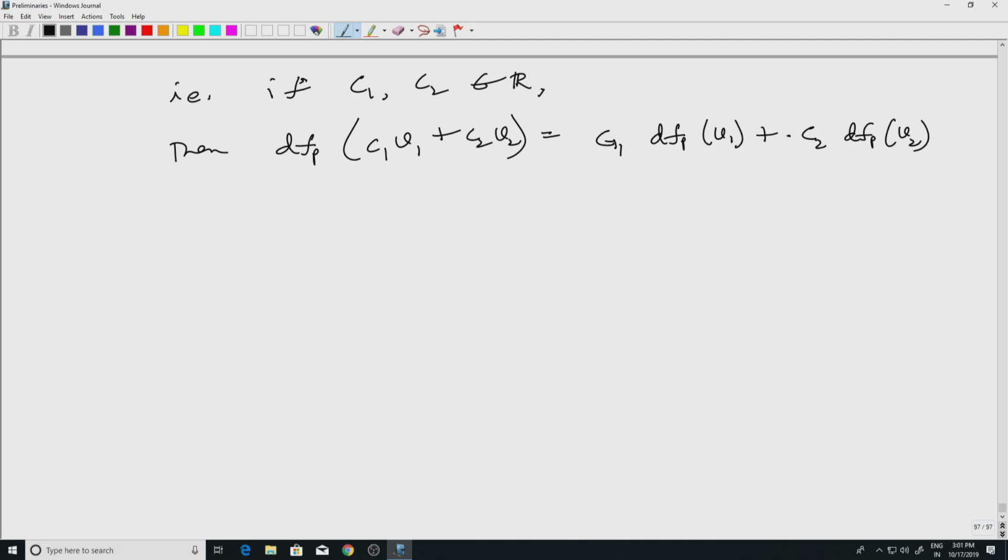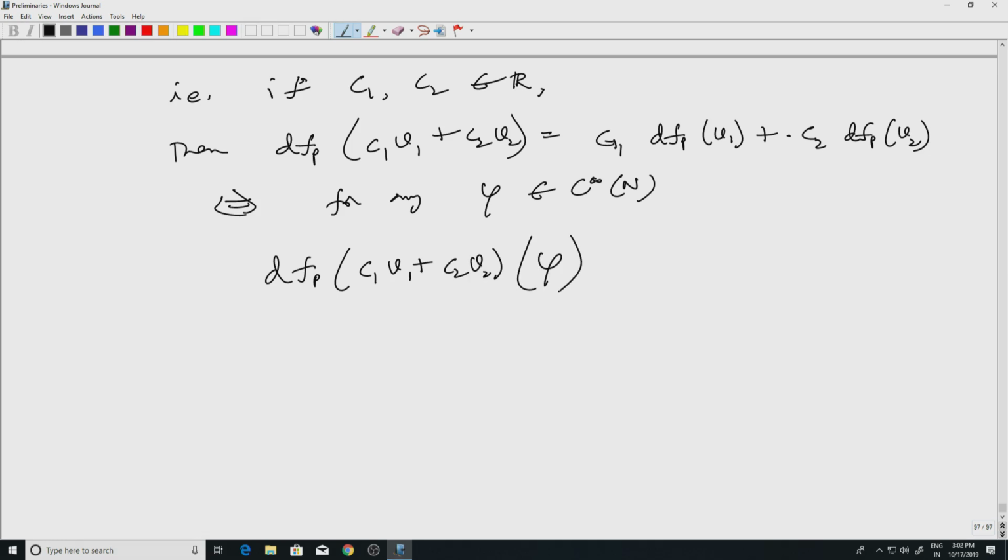This is clear enough, but what this really means is that this equality amounts to saying that for any phi in C infinity of N, the left hand side acting on this phi is equal to right hand side acting on phi. So this entire thing acting on phi should be equal to c1 dfp v1 acting on phi plus c2 dfp v2 acting on phi.